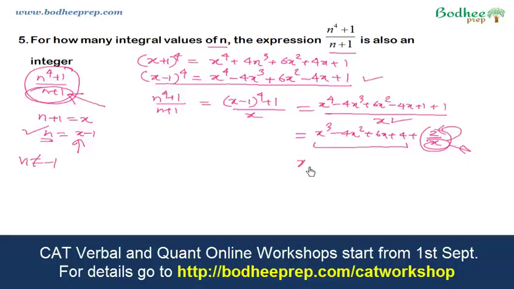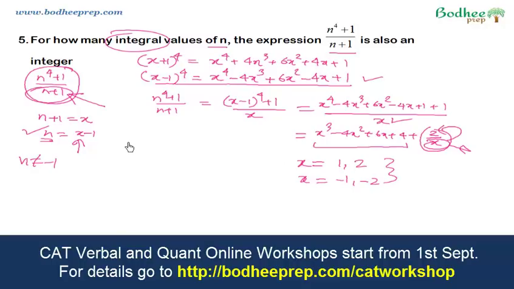So it's very easy to identify that x has to be a factor of 2, and the factors of 2 are 1 and 2. But we can take negative values also, because we need to find the integral values. So we can take the value of x to be minus 1 and minus 2 as well. So these are the four values of x.